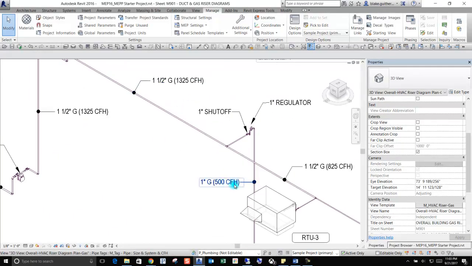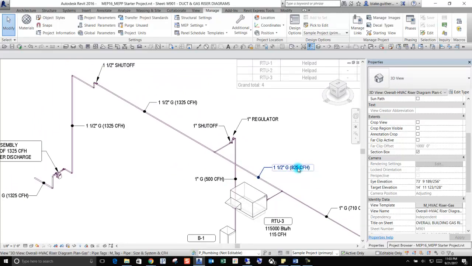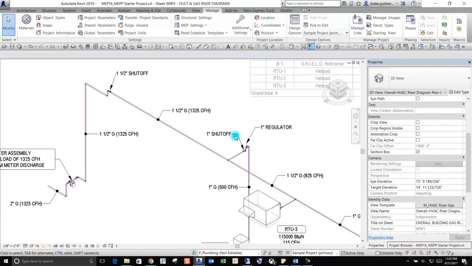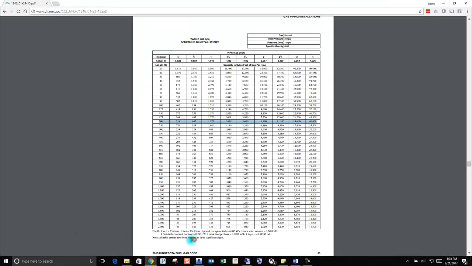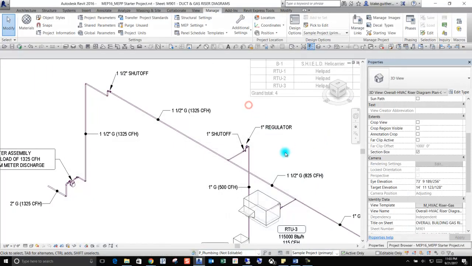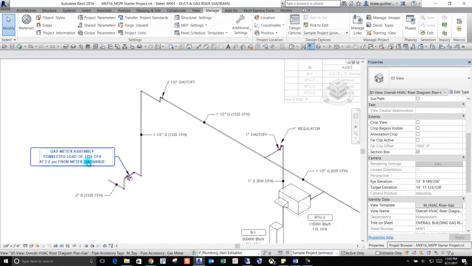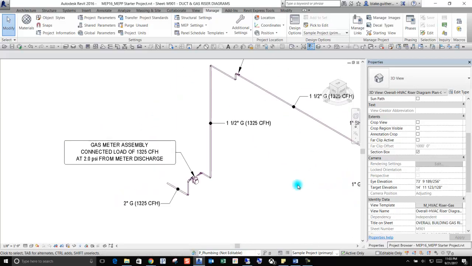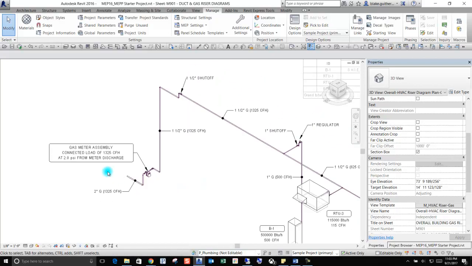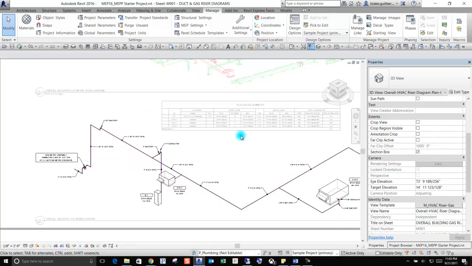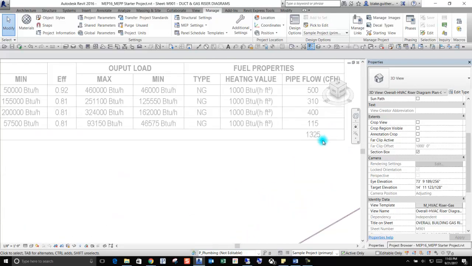we have 500 CFH combining with 825, which goes up to 1325, and in this specific table, we would be looking at a 1 1/4 inch pipe to serve that. Just the same, the meter is looking at the connected load of the entire system. So this tag is able to convey that information that the meter is seeing. It's just another way to error check if this total matches the total in the schedule right here, which more or less confirms that everything is connected.